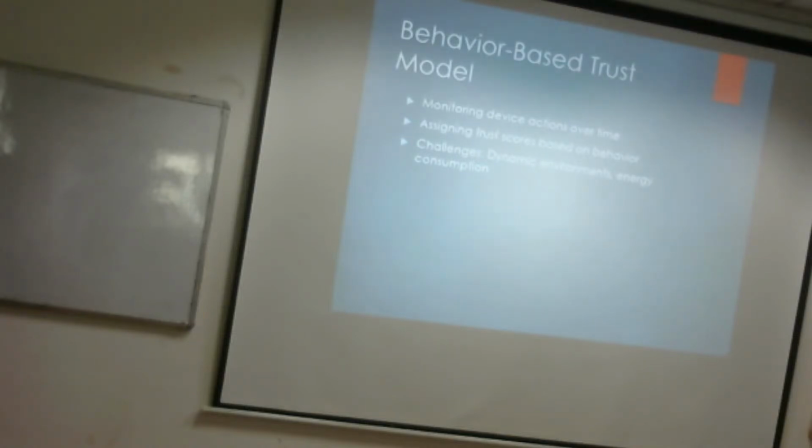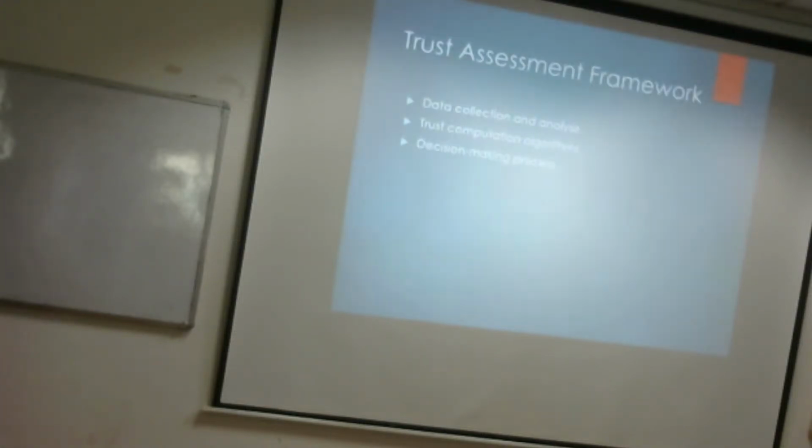We can have hybrid models also, which are a combination of these two. And in addition to that, we can also use cryptographic algorithms to construct the trust model. These are the different steps when we assess the trust: we have to collect the data, we have to analyze, we have to compute through the algorithms, and accordingly we have to make the decision.